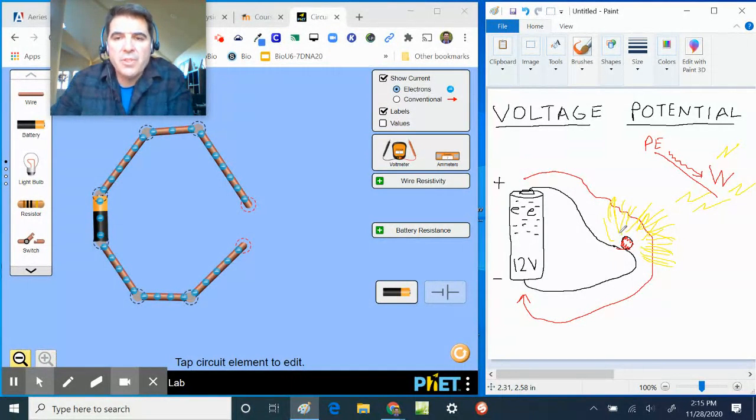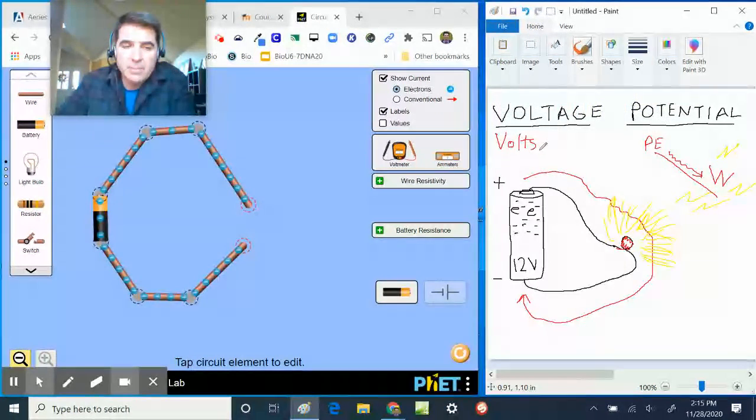And so there's three things that we look at. The first one is volts, and that is the potential energy that we have. And volts are measured in V, voltage.